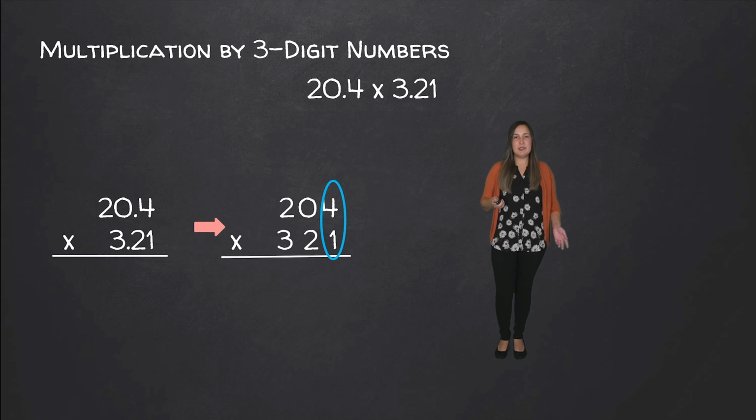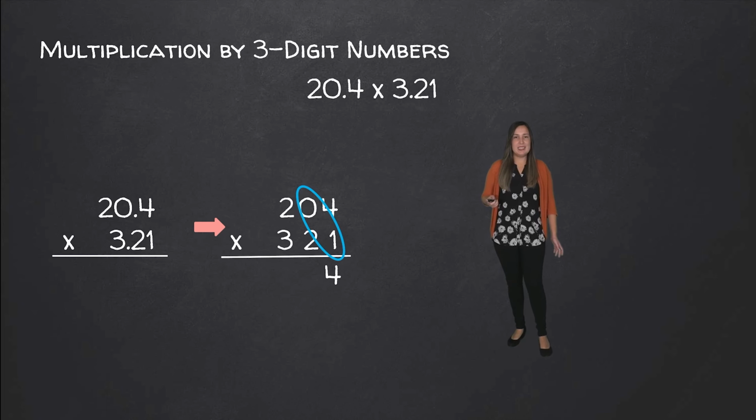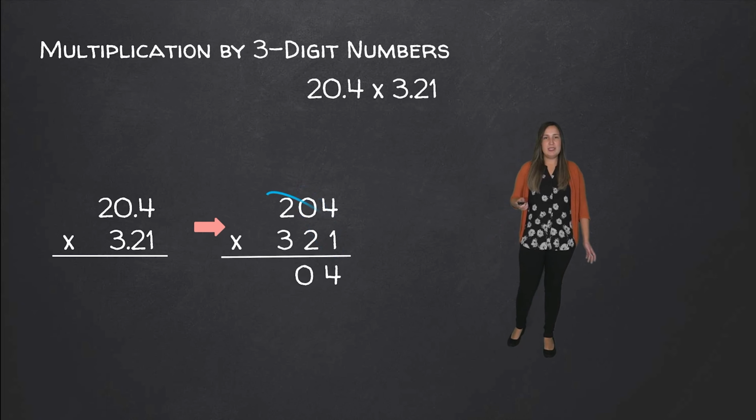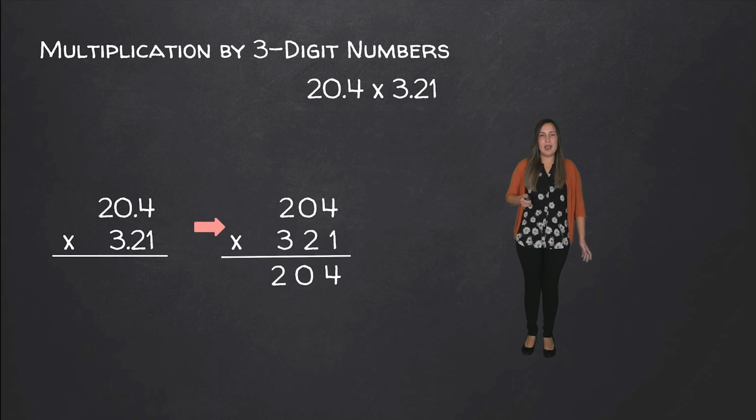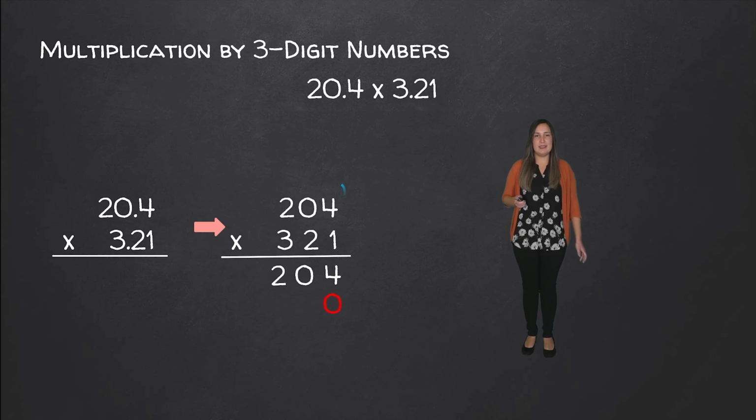So, 1 times 4 is equal to 4. 1 times 0 is equal to 0. 1 times 2 is equal to 2. Before we start multiplying with a 2, we're going to add a 0 as a place value holder for the ones place. 2 times 4 is equal to 8. 2 times 0 is equal to 0. 2 times 2 is equal to 4. And then before we start multiplying with a 3, we're going to add 2 place value holders.